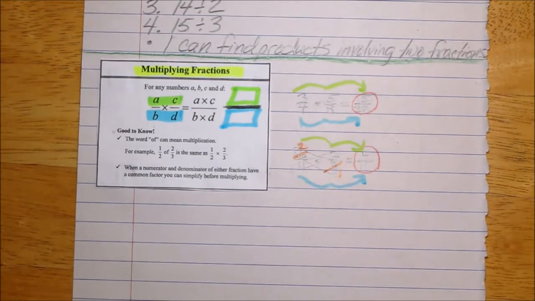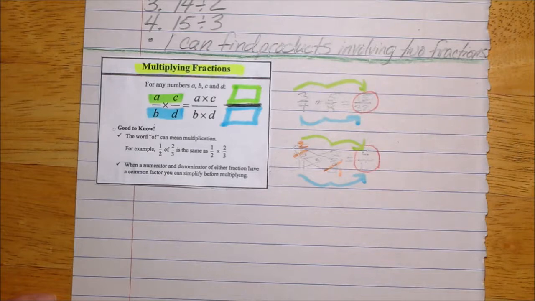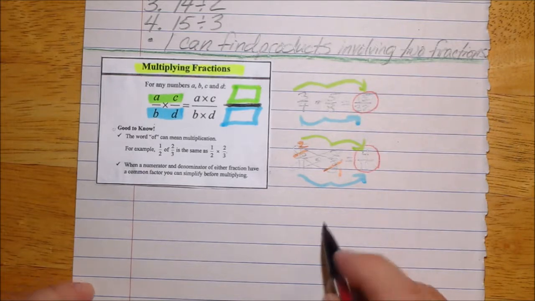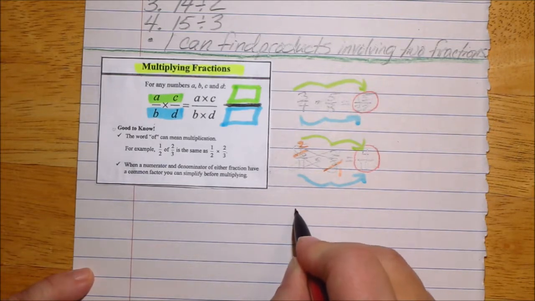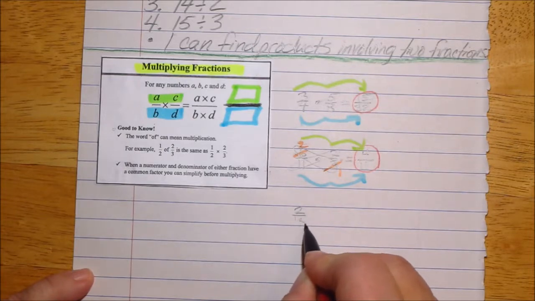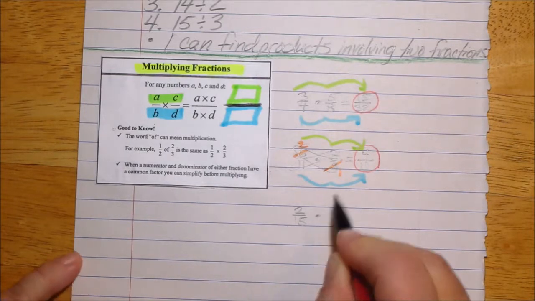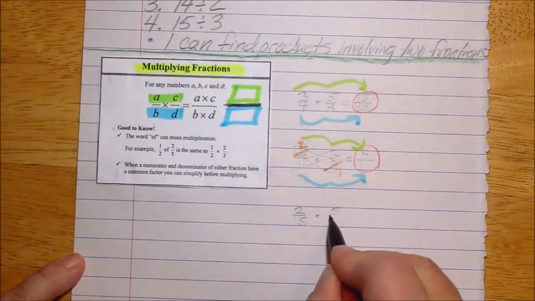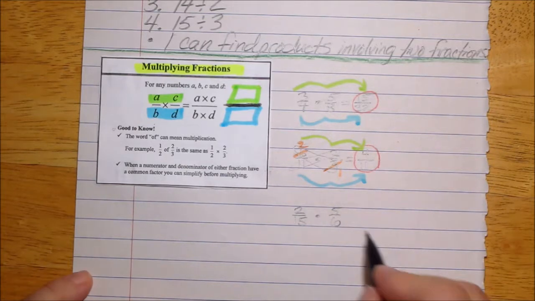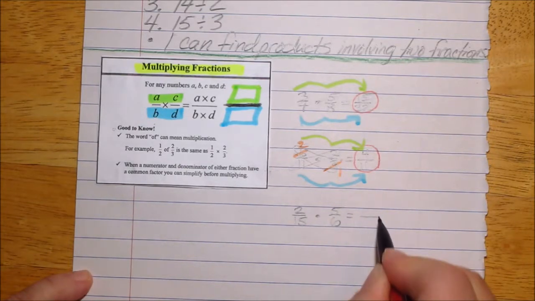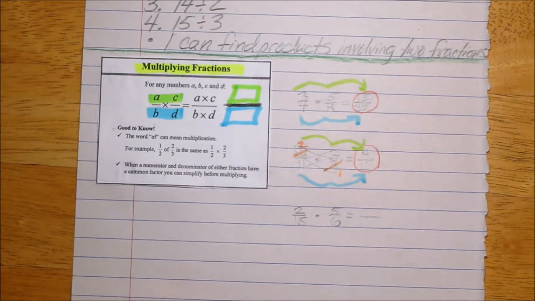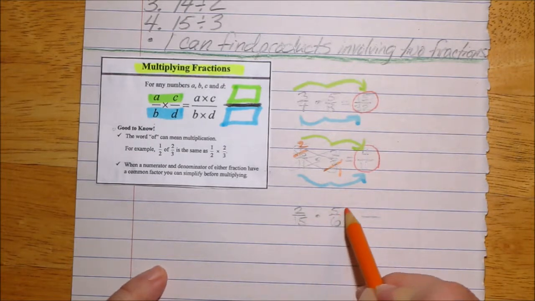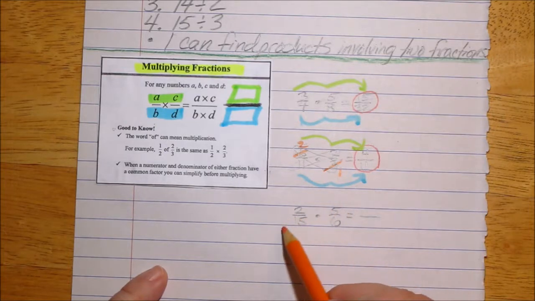Well, let's look at one more example of cross-reducing, and this one is going to be 2/15 times 5/6. 2/15 times 5/6, and that's going to equal something. But before we multiply across, we need to cross-reduce. So with my orange pencil, I'm going to look diagonally again, and I'm going to first look at this 5 and 15.